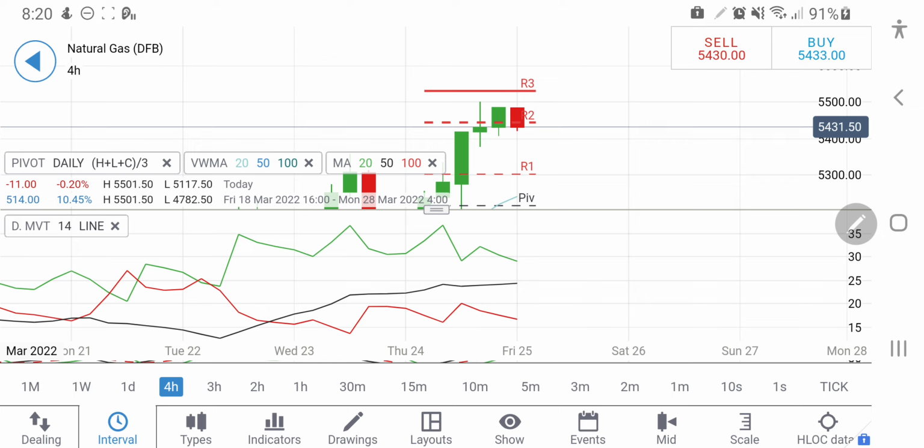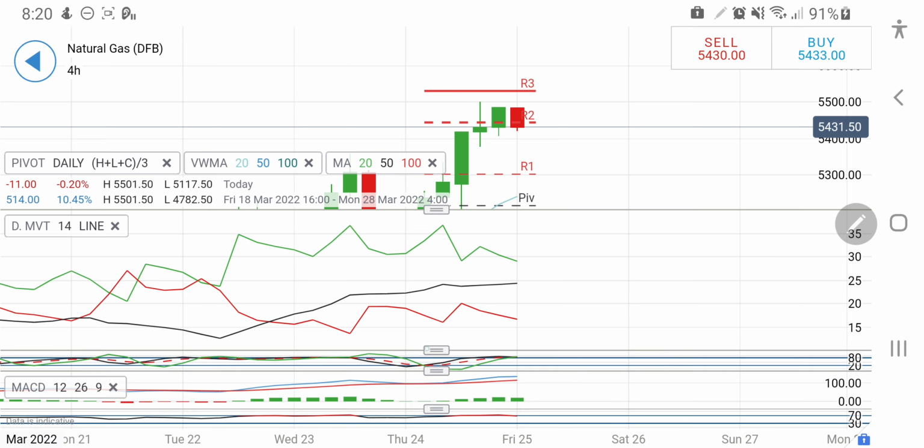We can expect 5.62 and $5.8 levels. On the downside, if you see it trading below 5.4, take a short entry for 5.3, and below $5.3 we can expect 5.2 and 5.02 also.